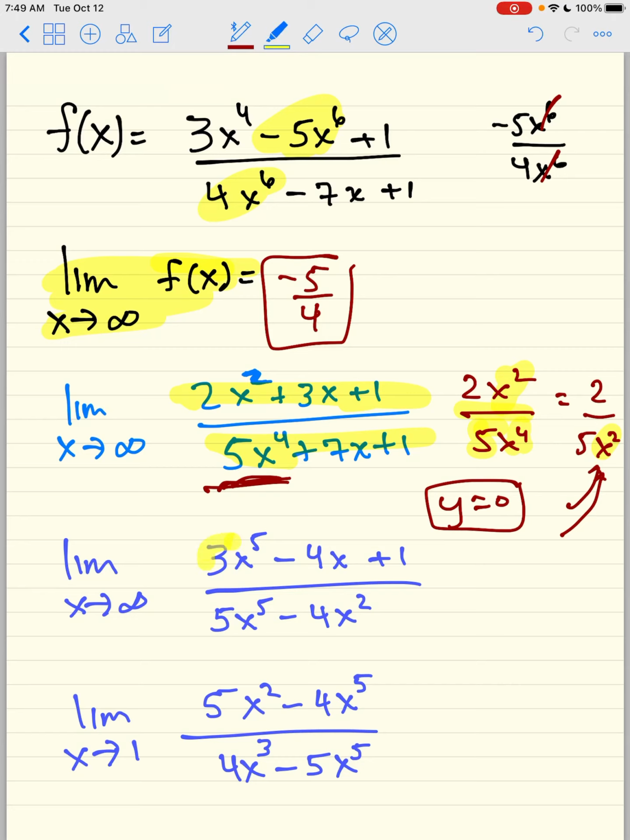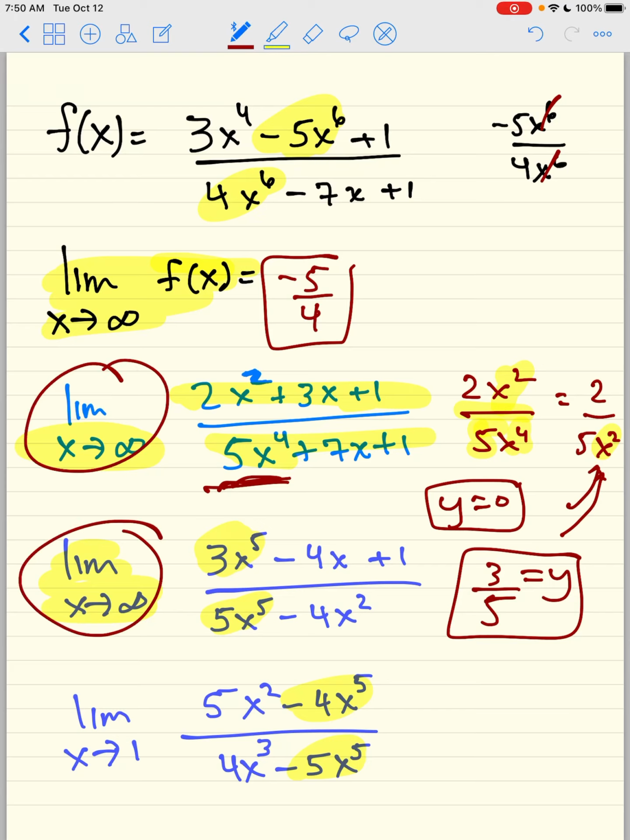3x to the 5th is the highest, 5x to the 5th. The question you have to remind yourself says, what is the limit as x approaches infinity? What is the limit as x approaches infinity? This is the definition of a horizontal asymptote. So when we go to reduce that, you get 3/5. When you come here, a lot of you are just going to say, oh, -4 over -5. But the question is not asking you about the limit as x approaches infinity. That's why you have to be very, very careful.